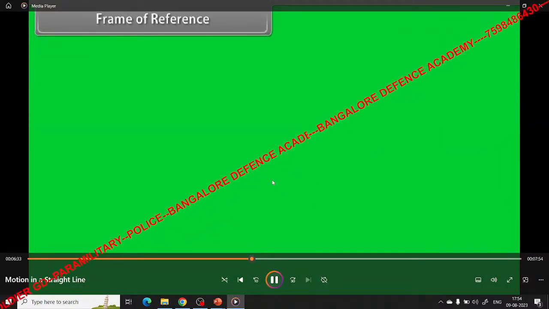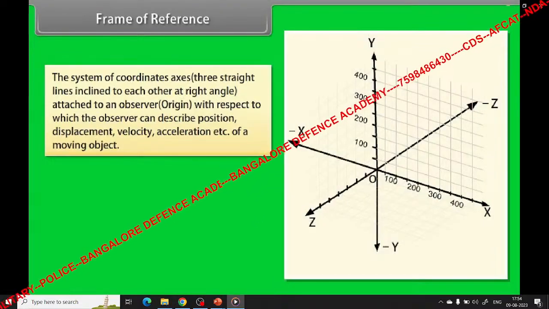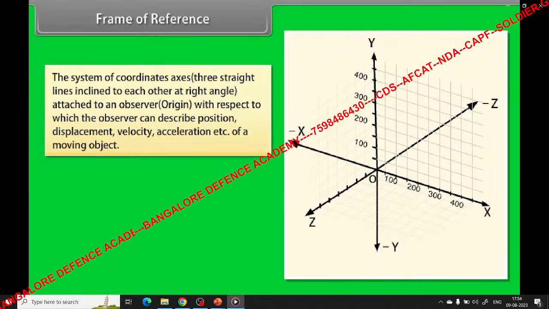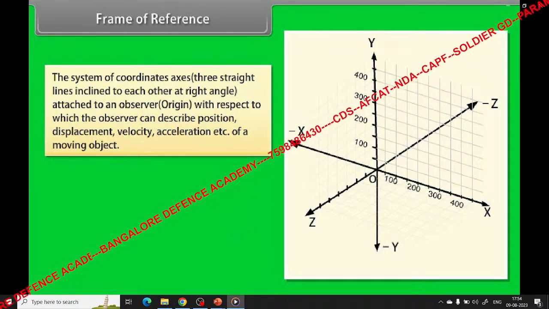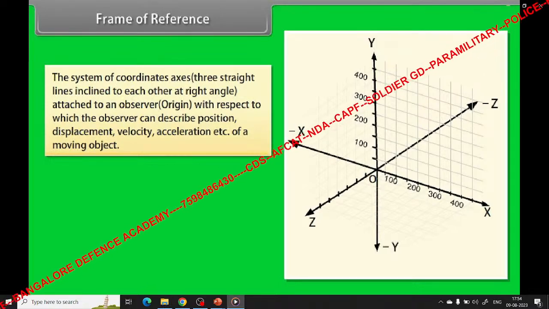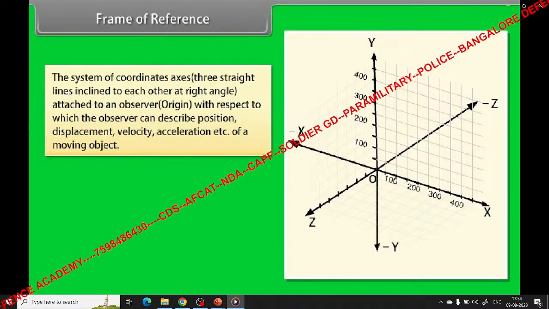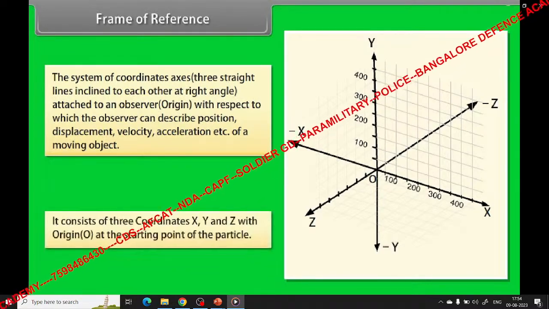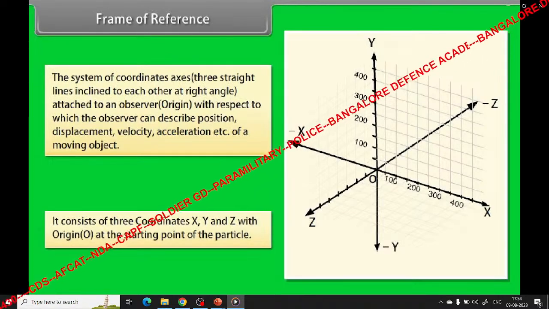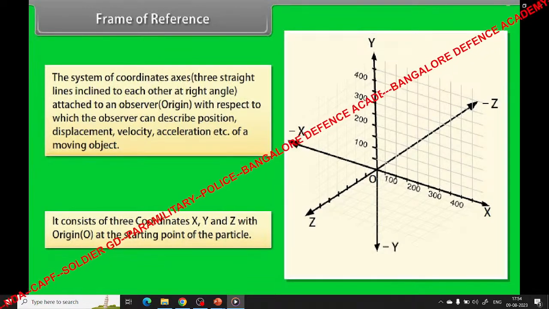Frame of reference. The system of coordinate axes, three straight lines inclined to each other at right angles, attached to an observer origin with respect to which the observer can describe position, displacement, velocity, acceleration, etc. of a moving object. It consists of three coordinates, x, y, and z with origin O at the starting point of the particle.